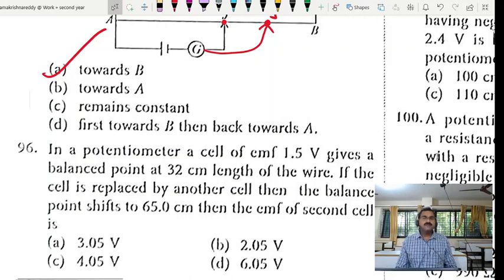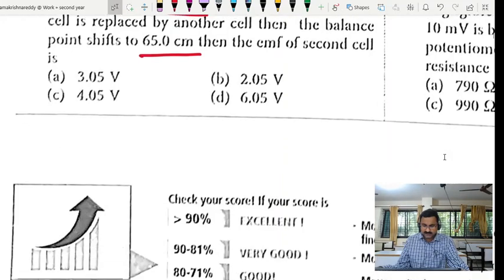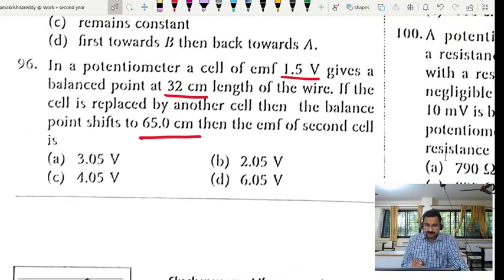Next, in a potentiometer, a cell of EMF 1.5 volt gives a balanced point at 32 centimeter length. See that one, 1.5, balancing length 32 centimeter. If the cell is replaced by another cell, then the balancing point shifts to 65 centimeter. Then the EMF of this second cell is? Which is a very simple question. See that one, all of you.